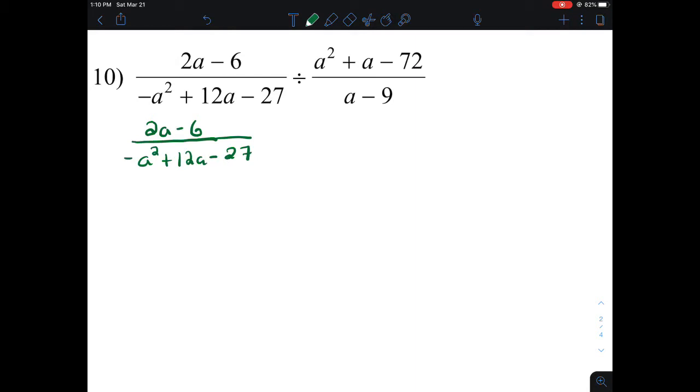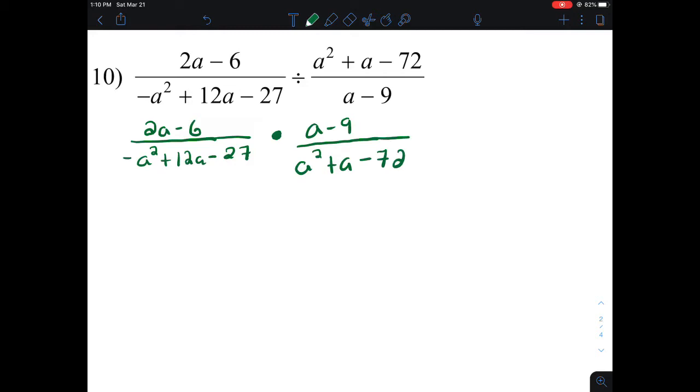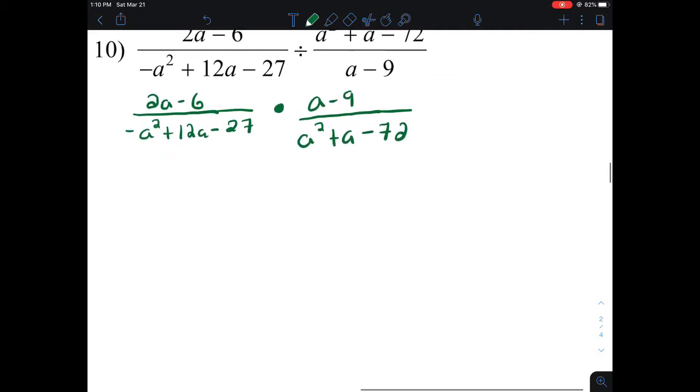And I'm going to change that division into multiplication. And then I have to flip that second fraction. So it would be a minus 9 on top over a squared plus a minus 72. So I changed it to be multiplication. So keep, change, flip, or skip, change, flip. And now we do just like what we did for the previous problem.